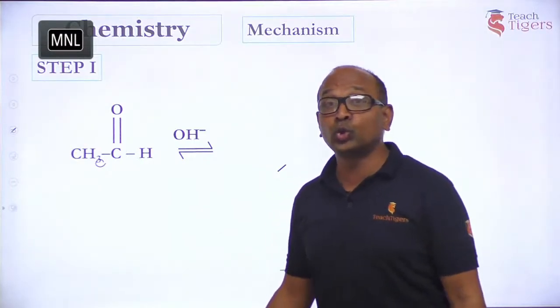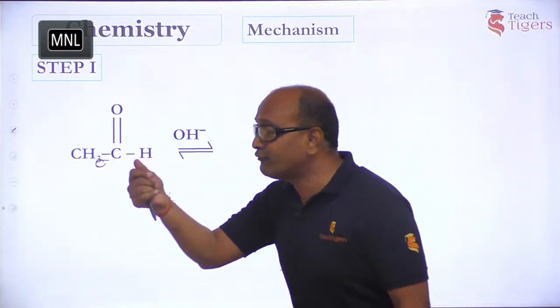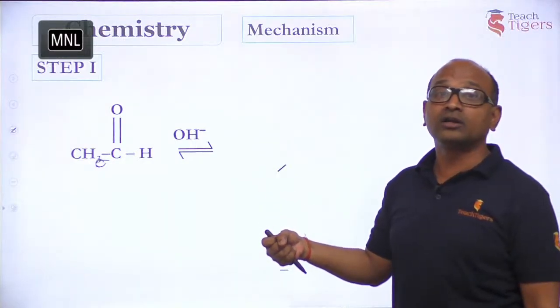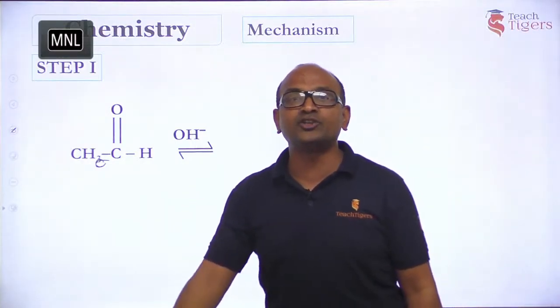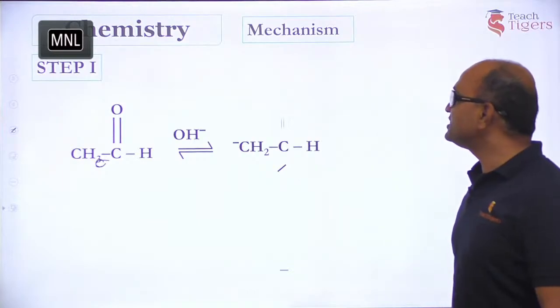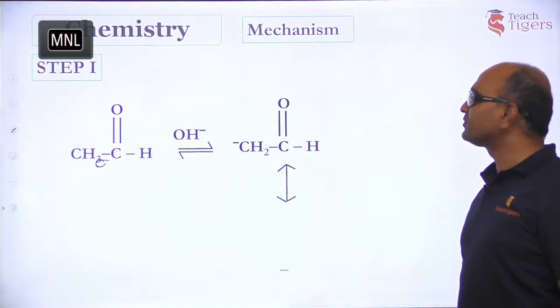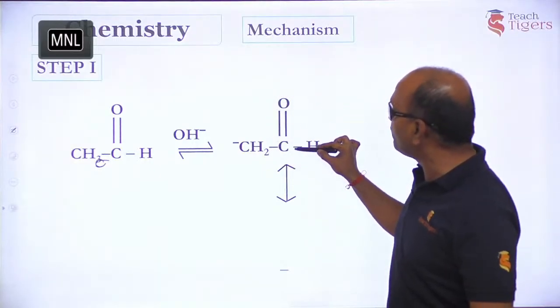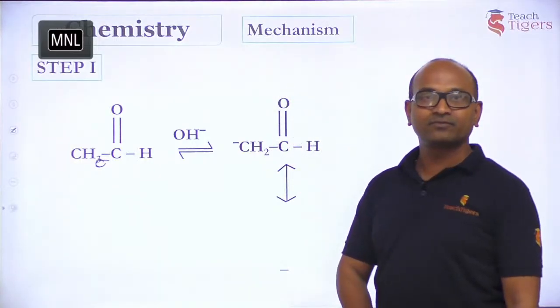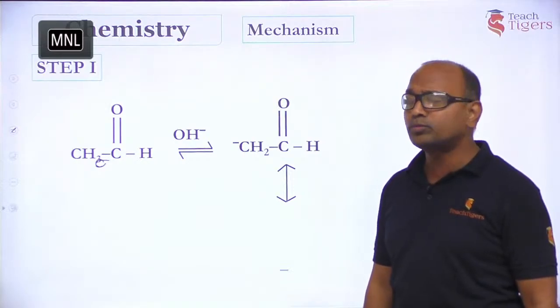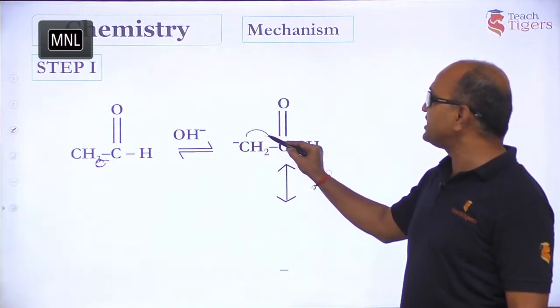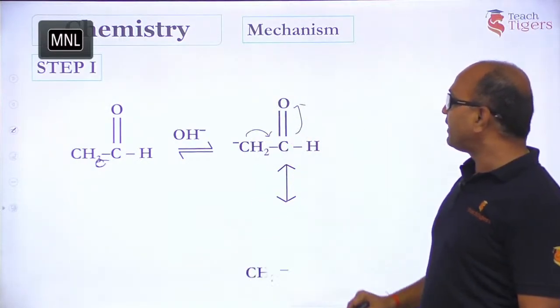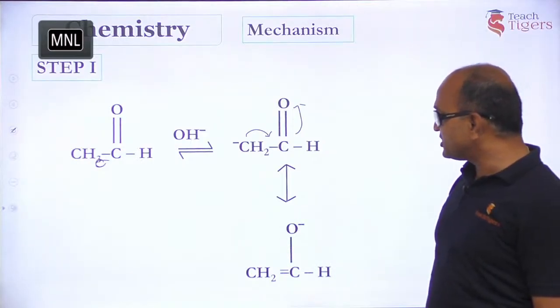What does this do? This abstracts this alpha hydrogen as a proton and you are going to get its conjugate base. Just see, this is our conjugate base. So this conjugate base is stabilized by the electron withdrawing C double bond O carbonyl group, as well as there is a resonance here. Can you see? Fine. So this is the resonance stabilization.